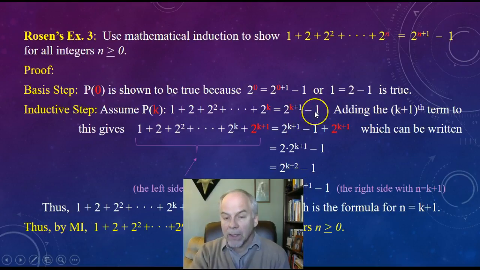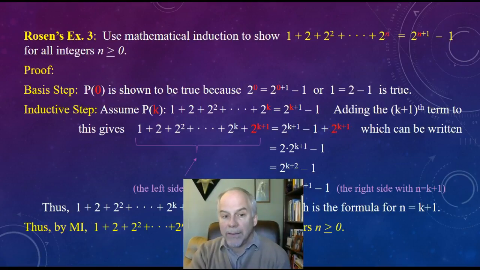All right. Now we're going to add the k plus 1th term to both sides of the equation. And that's what I did on the right, in the color red. So I've added 2 to the k plus 1 on the left side and 2 to the k plus 1 on the right side. Okay?